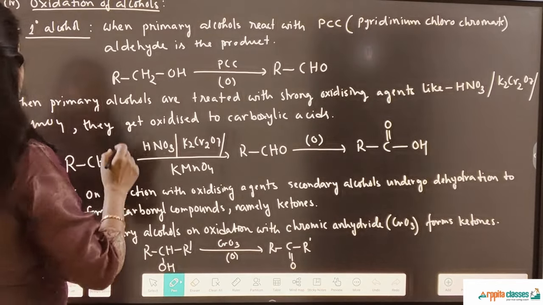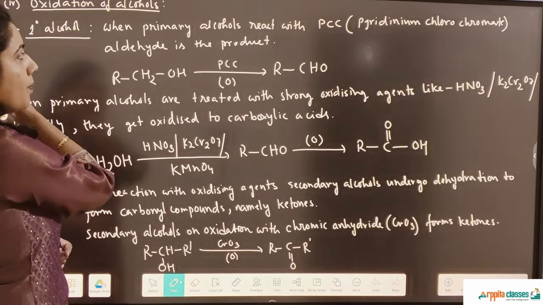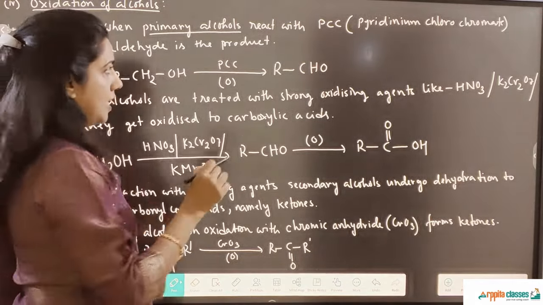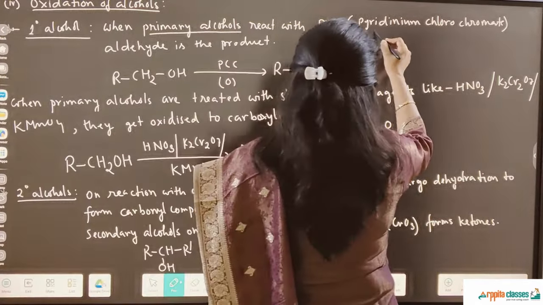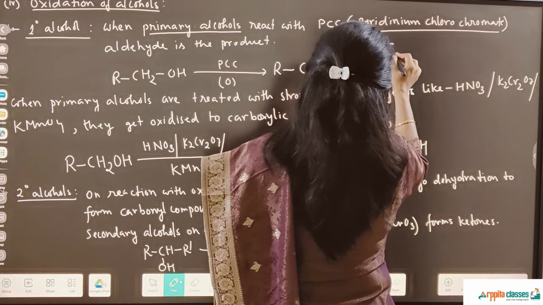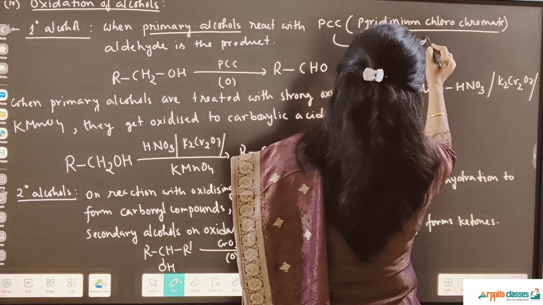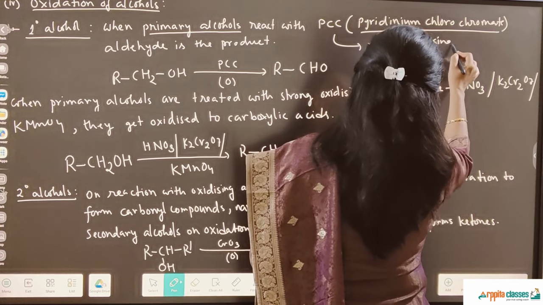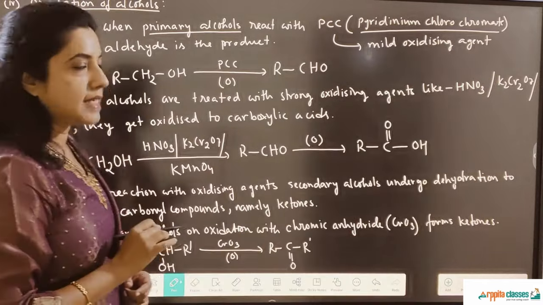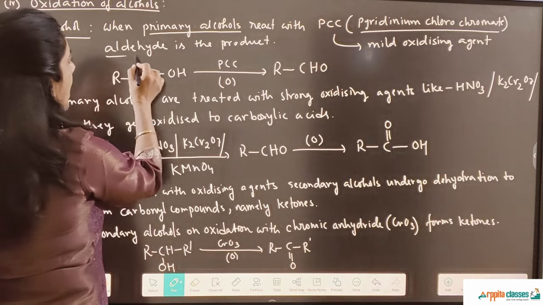Now it has been seen that when primary alcohols or 1 degree alcohols react with PCC, whose full form is pyridinium chlorochromate, which is a mild oxidizing agent. It is not a very strong oxidizing agent. It is a mild oxidizing agent. So when alcohols react with PCC, they are oxidized to aldehyde.